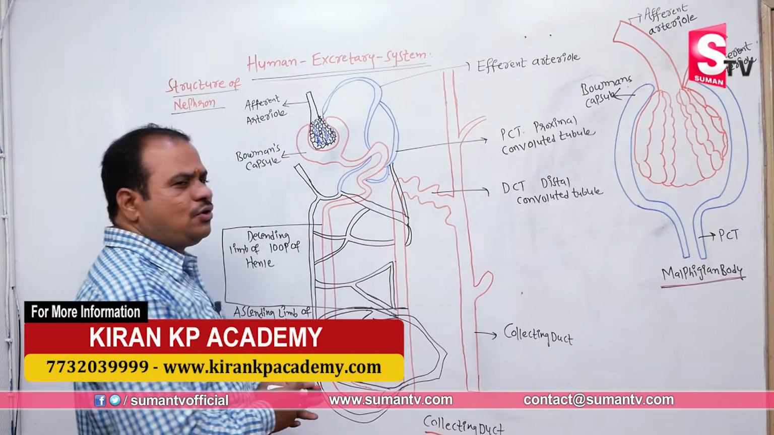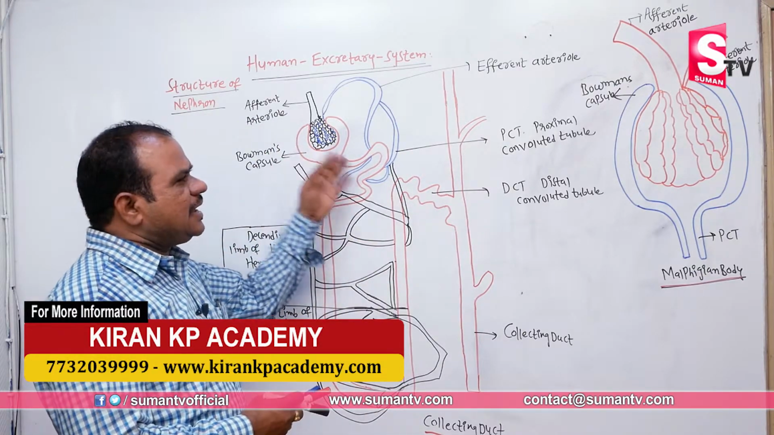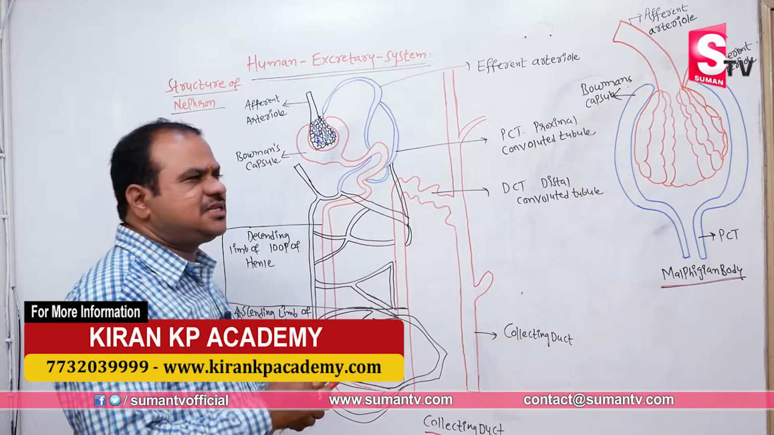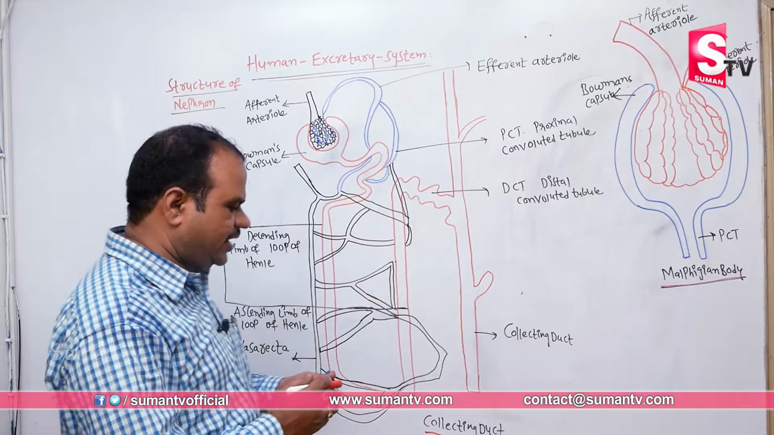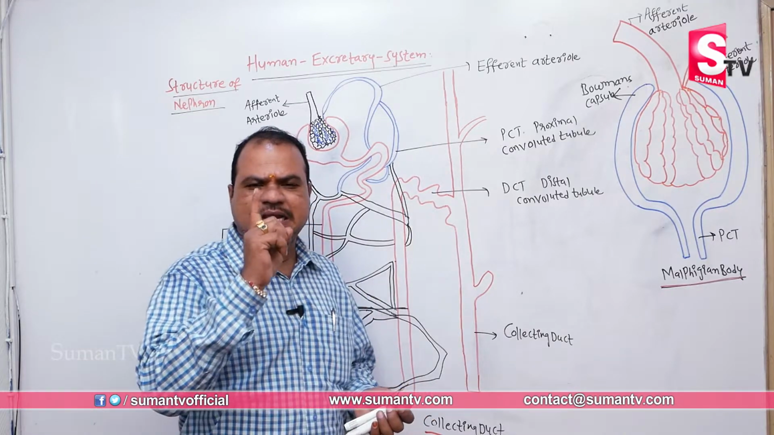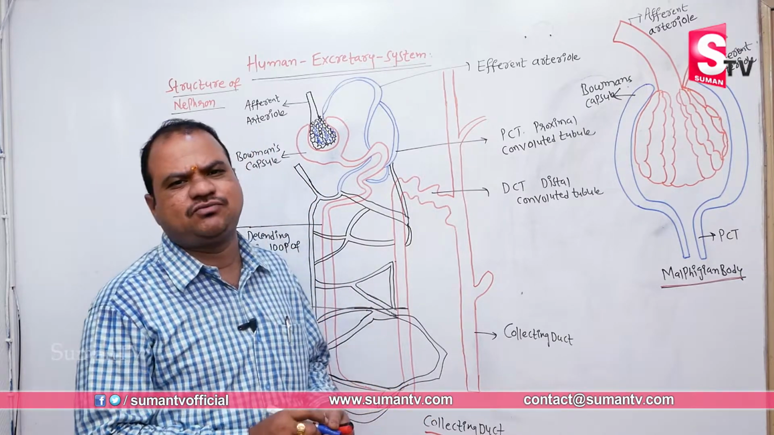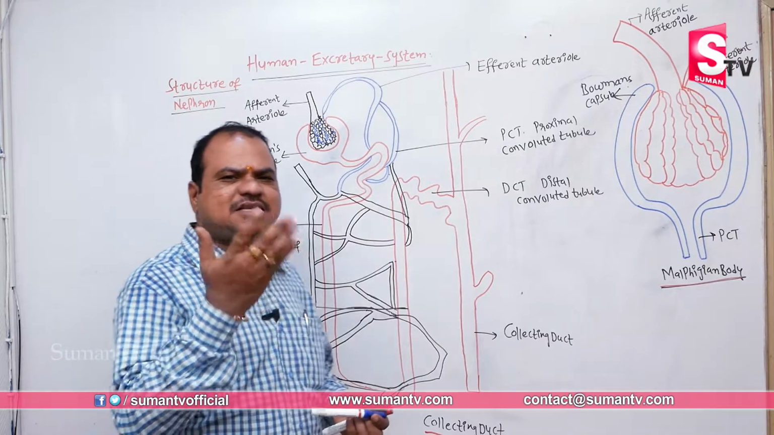Normally, every kidney consists of nearly 1 million nephrons. Each and every kidney will have nearly 1 million nephrons present. So what is a nephron?